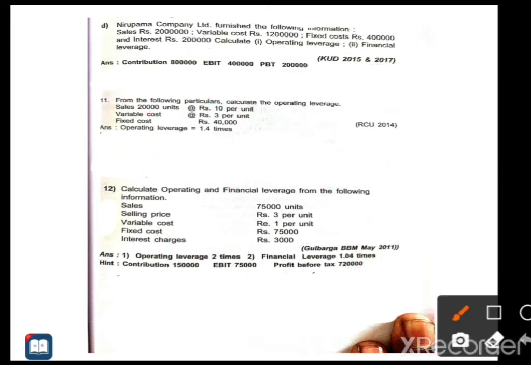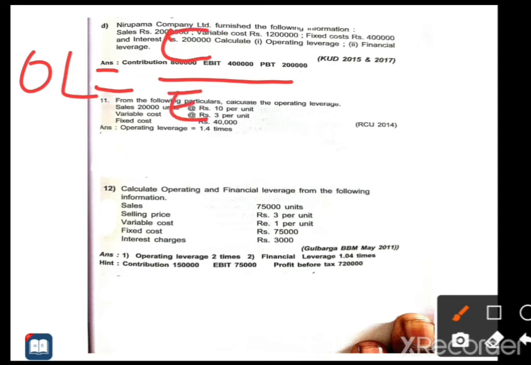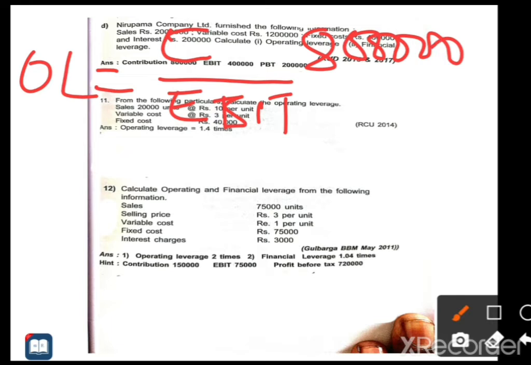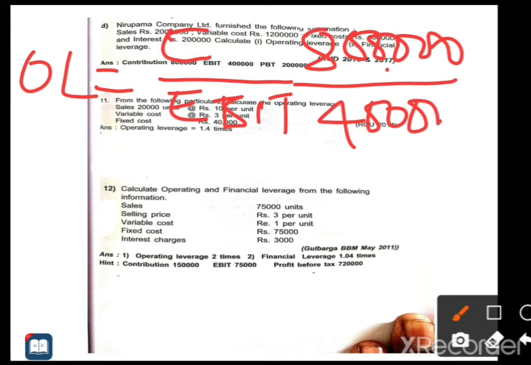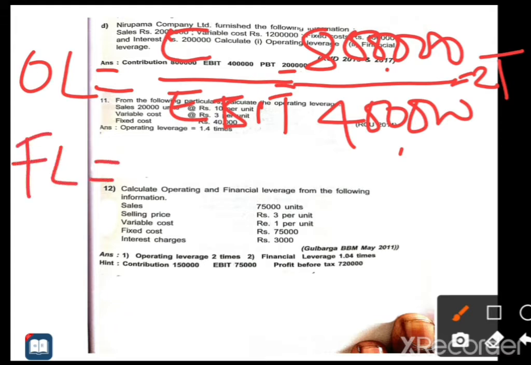Let us do the simplification of the formula. Operating leverage is equal to contribution divided by EBIT. See, contribution is 8 lakh divided by EBIT, which is 4 lakh. So we get 2 times. The answer is 2 times.